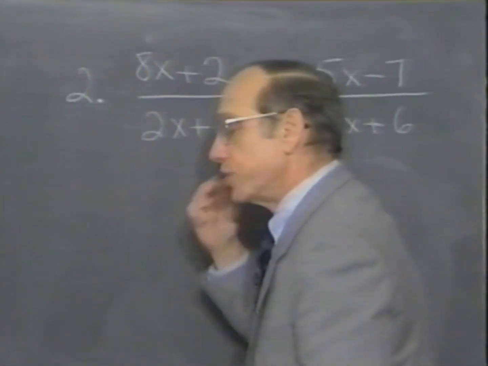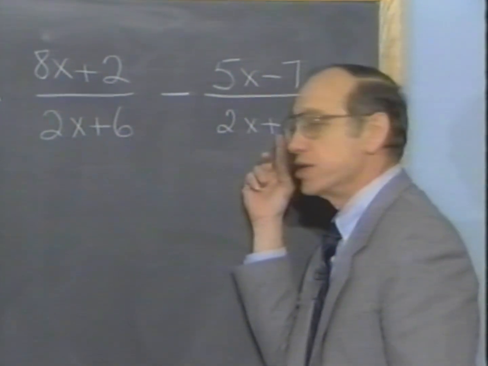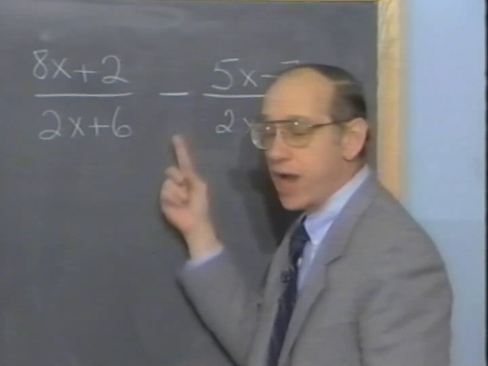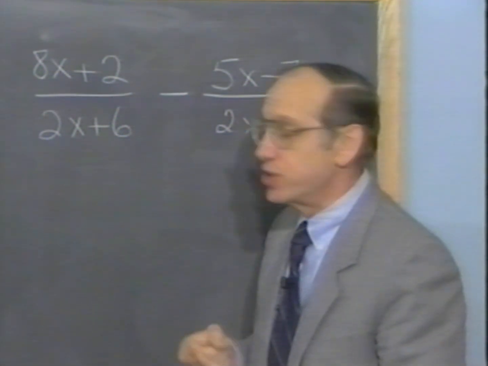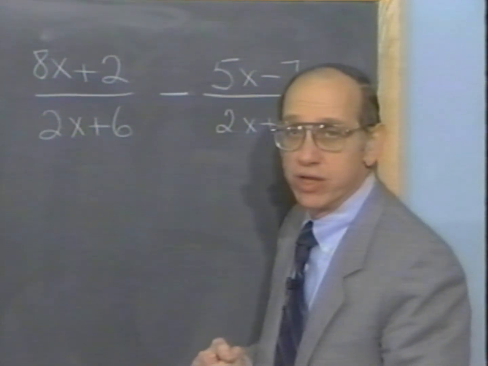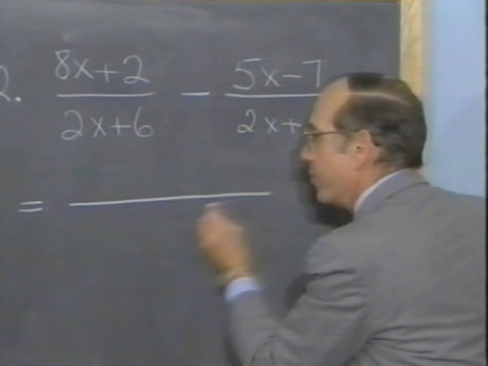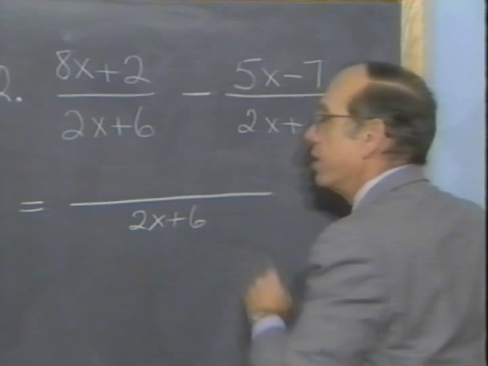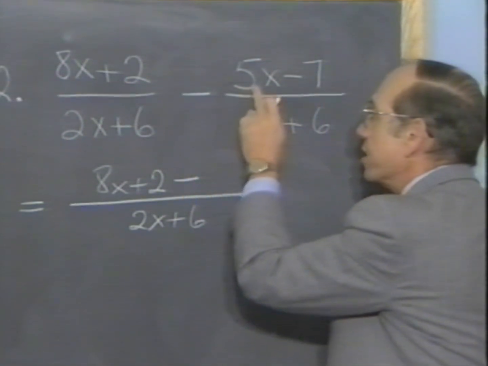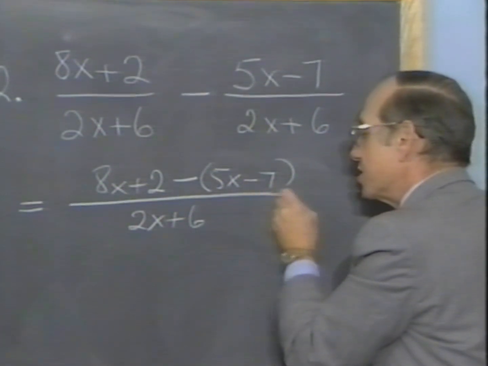If we look at example 2, we have two fractions with the same denominator, 2x plus 6, which means we can combine these fractions by, in this case, subtraction, by simply subtracting the numerator of the second fraction from the numerator of the first fraction, retaining the common denominator. So let me just write this. Common denominator is 2x plus 6. Now we have from the first fraction 8x plus 2, and then we have minus this entire numerator, and this is 5x minus 7.